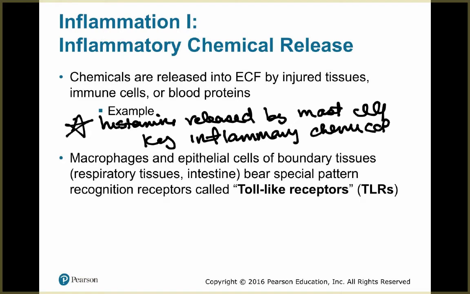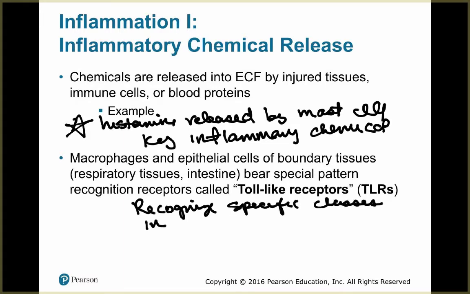And so, there are epithelial cells that bound tissue and macrophages. They also have these special pattern recognition receptors called toll-like receptors, right? And so there's a bunch of them. And there's essentially 11 types of these. And they help to recognize specific classes of infecting microbes.